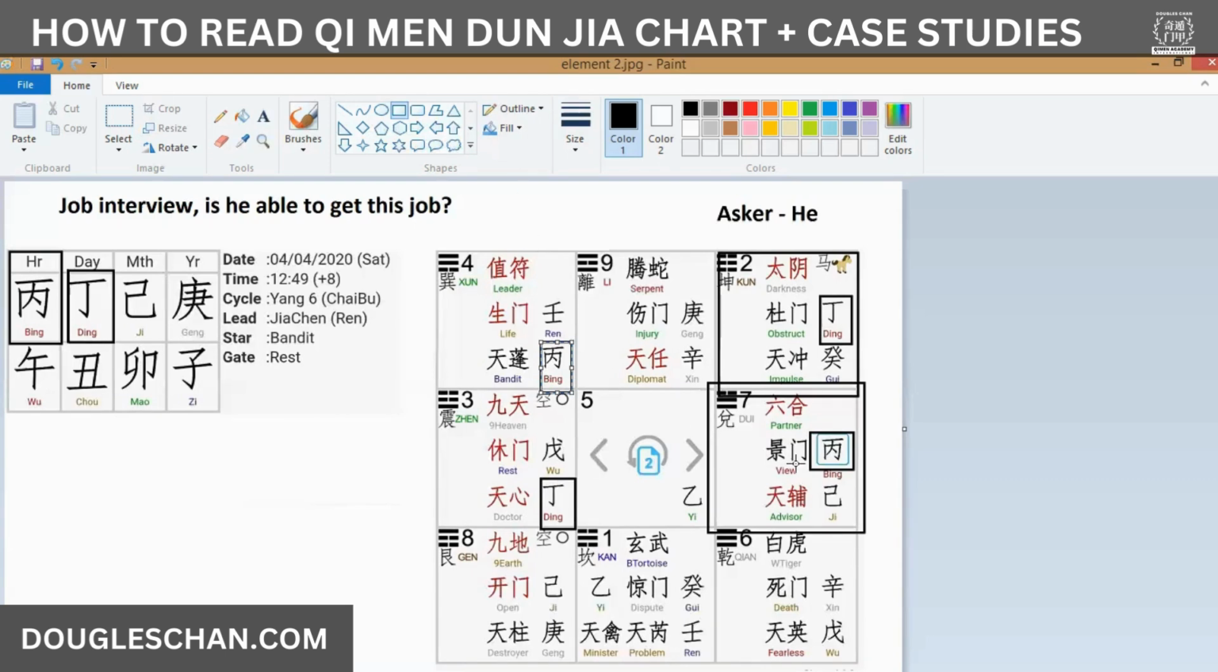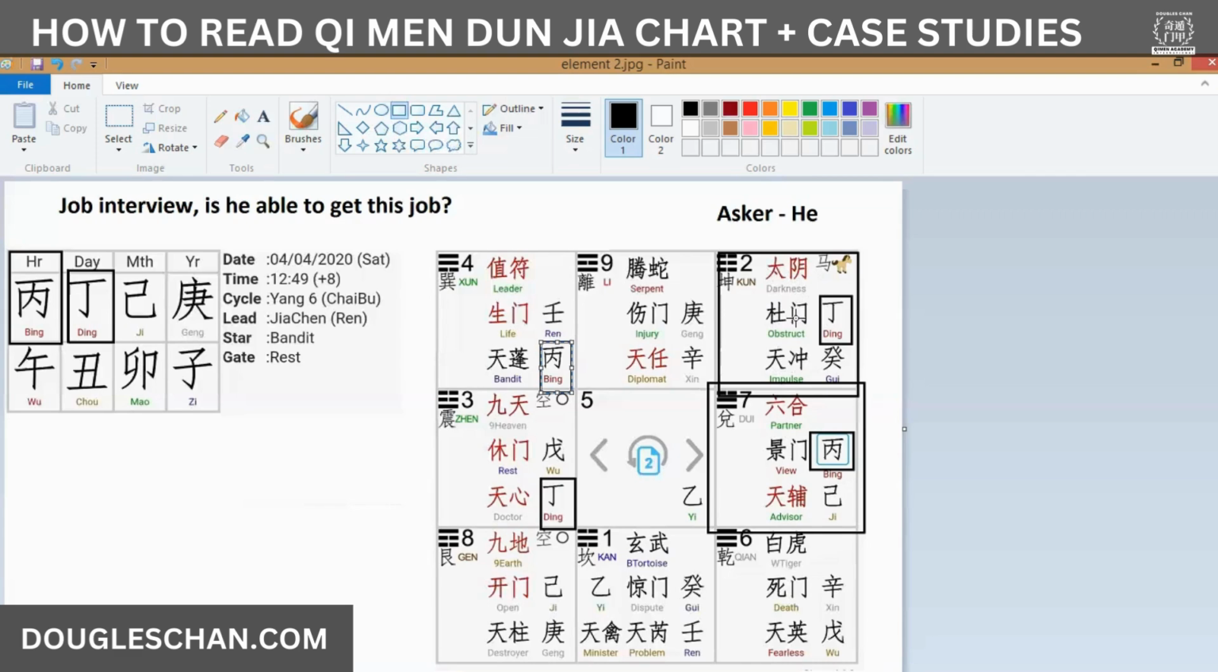Box 7 is telling us the answer. It has a partner, a view, and an advisor. So it's telling us something related to the answer of the interview. The partner is a good signal. The view is a neutral symbol. And the advisor is also quite a good star to be with. But at the same time, if you look at the asker, which is himself, we have darkness, obstruct, and impulse. So it's telling us about the situation of this person.